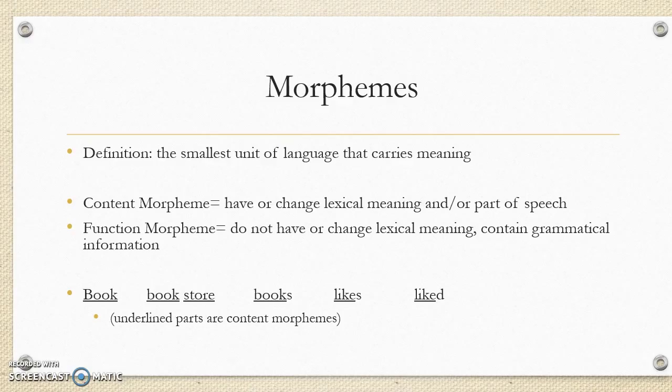So a content morpheme has or changes lexical meaning and/or parts of speech. Functional morphemes do not have or change lexical meaning, or they contain just grammatical information. So the underlying parts are content morphemes, like book, bookstore, book as part of books. The S is a functional morpheme.